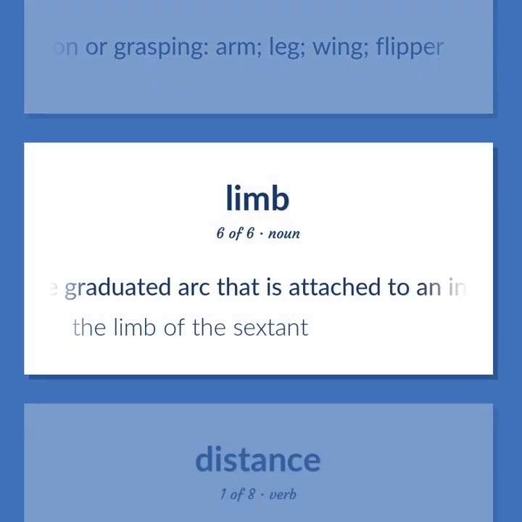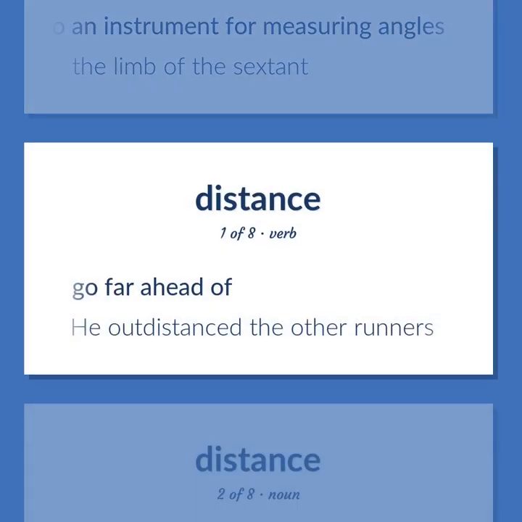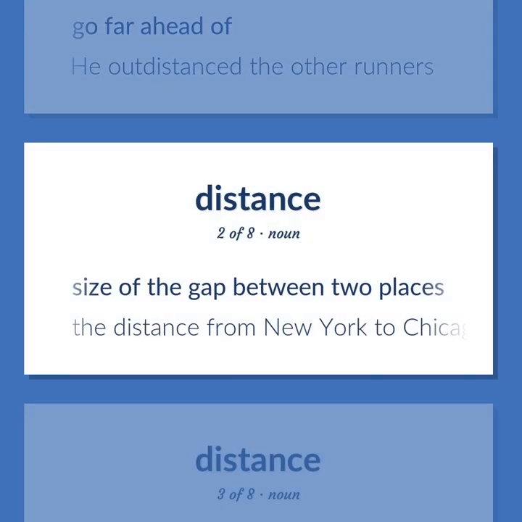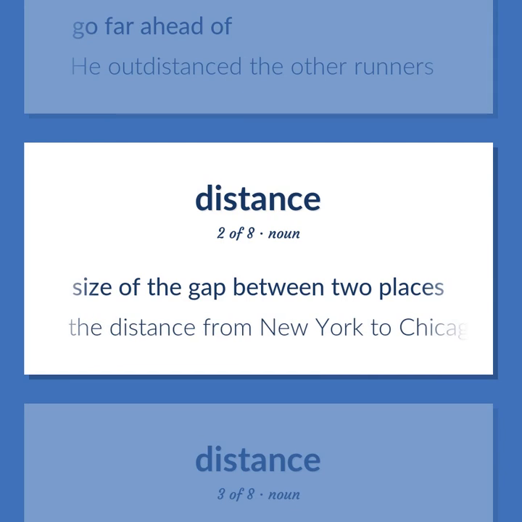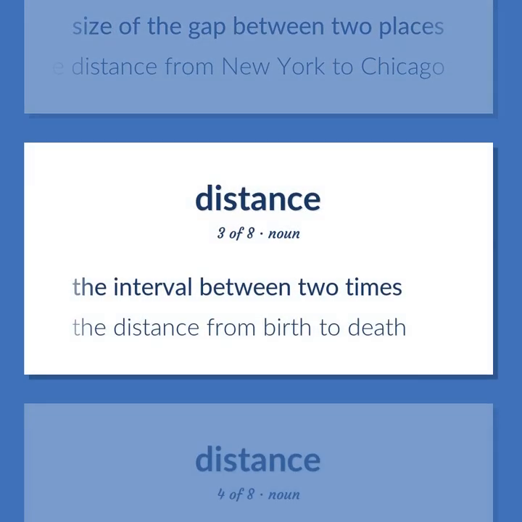The graduated arc that is attached to an instrument for measuring angles. The limb of the sextant. Go far ahead of. He outdistanced the other runners. Size of the gap between two places. The distance from New York to Chicago. The interval between two times. The distance from birth to death.